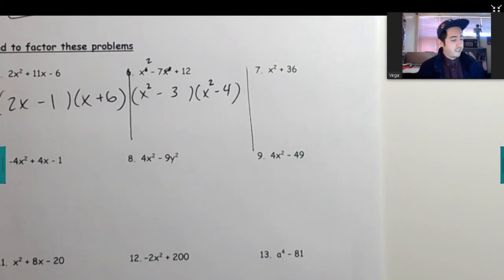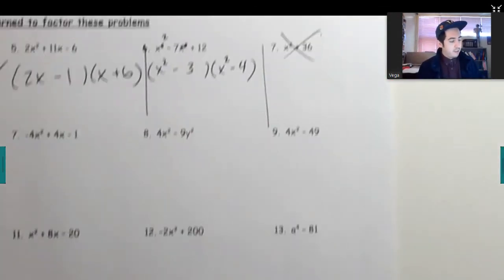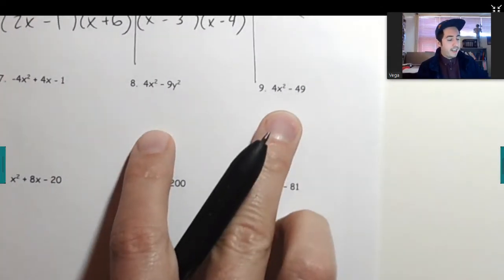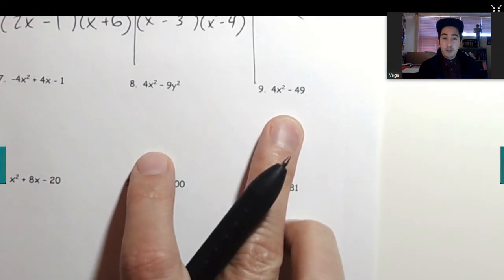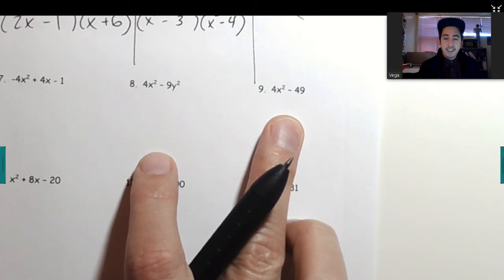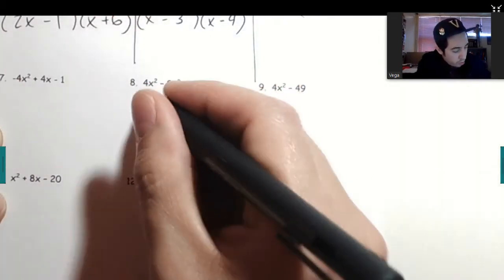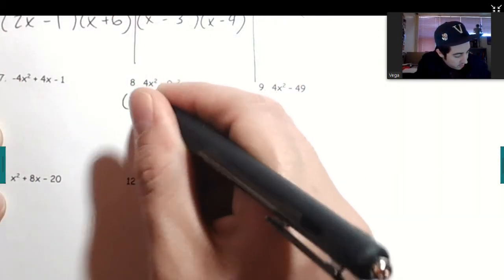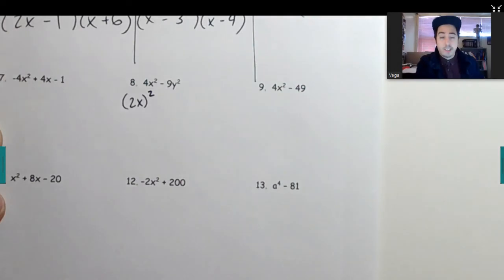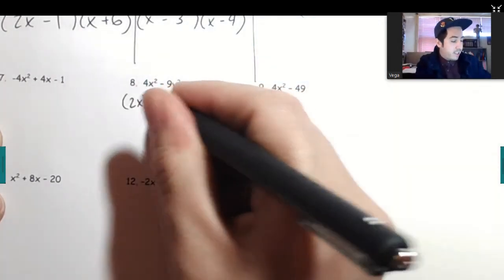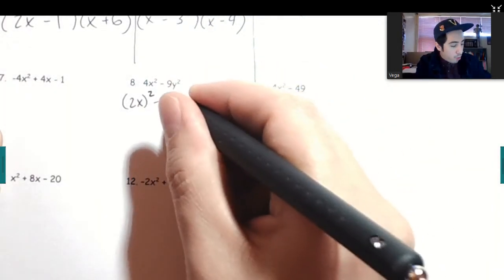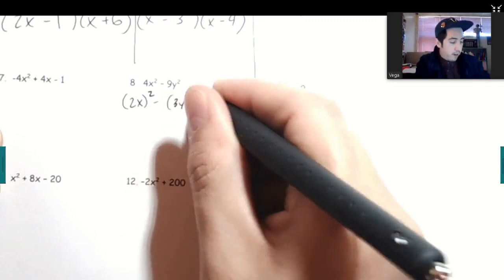No, that's not factorable. 8 and 9, very similar. Difference of two squares. You see two terms, and you ask, are they perfect squares? 4x squared is 2x squared, since 2x times 2x is 4x squared. Minus 9y cubed, that's 3y squared.